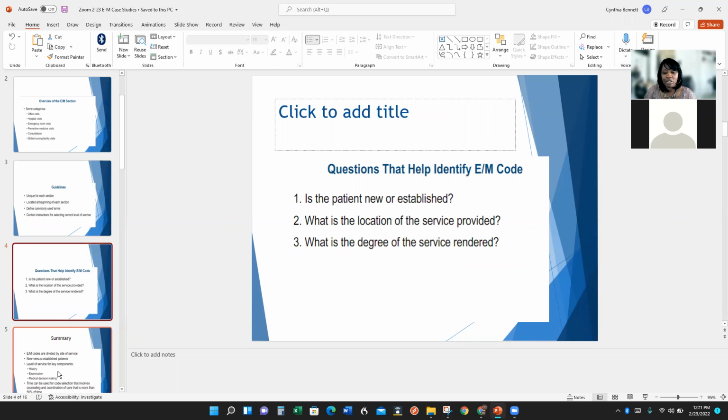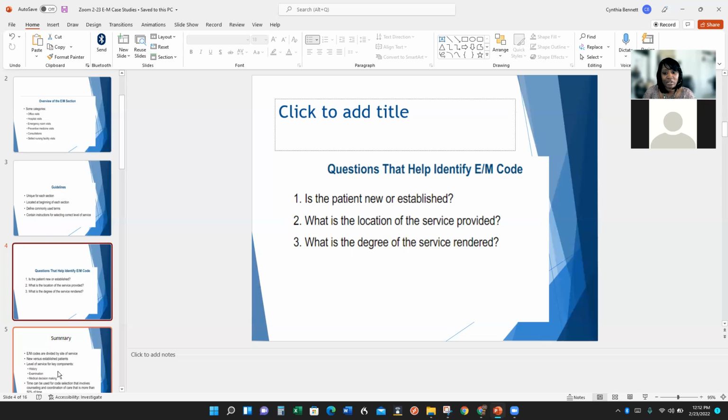So I put together some questions to help guide you to choosing the correct code. The reason why I did this is that on one of the assignments, I saw that there were some questions that were wrong with a number of students. So I figured that I would put together some questions to think about. So one of the things that you want to do is think about, is the patient new or established? Because that's going to give you an idea of what group of codes you're going to use.